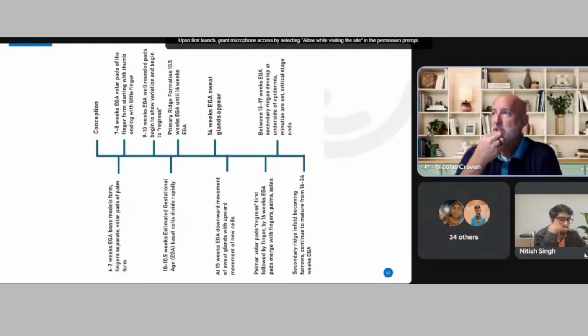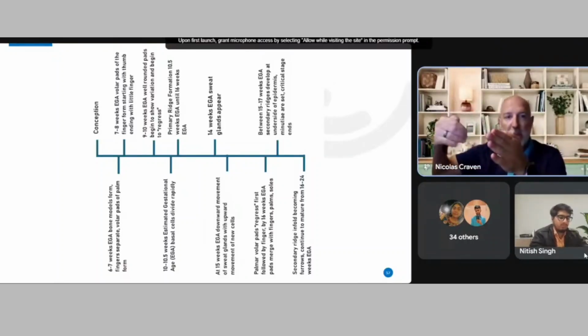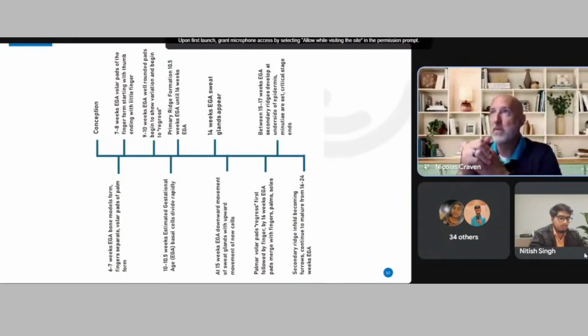I won't hit on this too hard, but this is just a timeline of when things develop after an individual is conceived. So you can see that early on things are starting to happen even 6 to 7 weeks. EGA stands for, I believe, estimated gestational age. So it's basically once the sperm and the ovum unite and conception happens, from then on, going by week, things happen as that new individual is forming. And so friction ridges start forming relatively early.